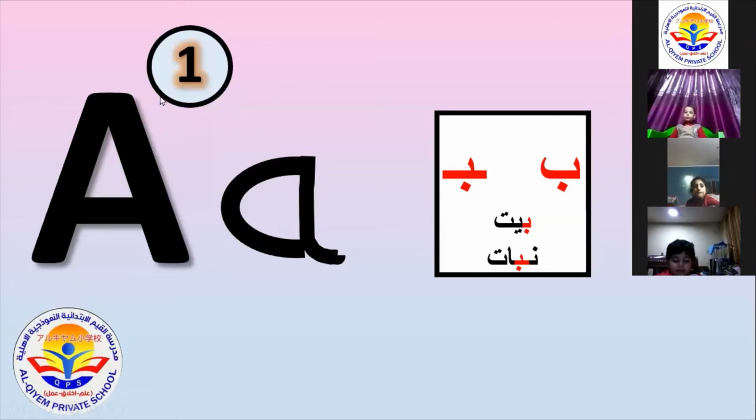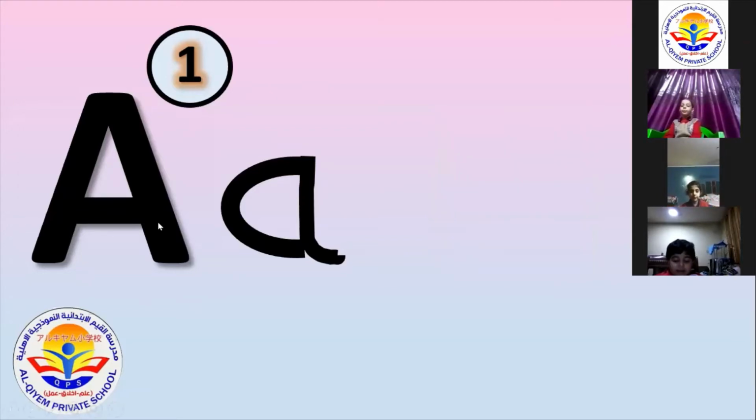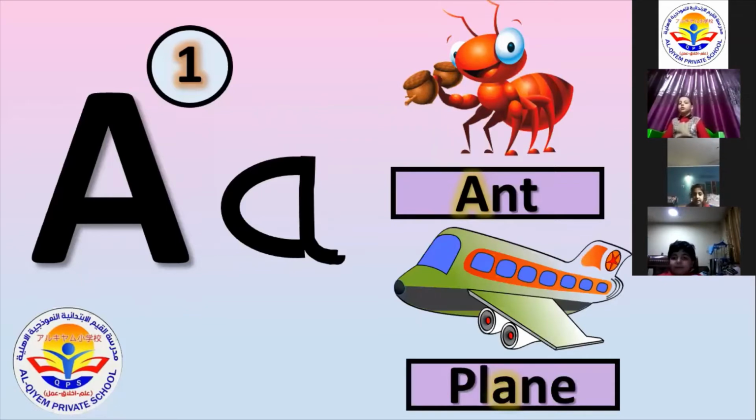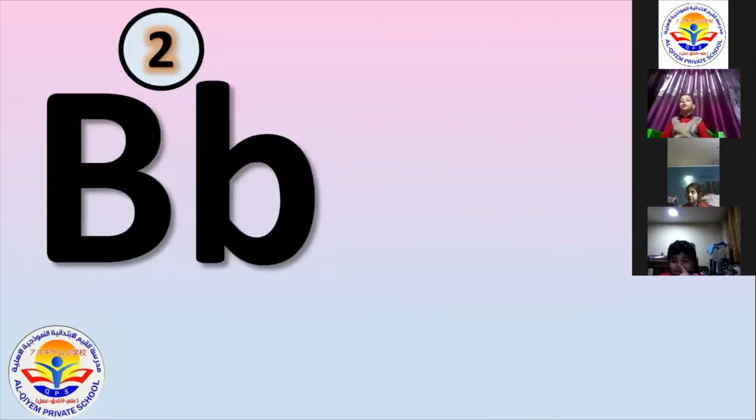The letter A has a capital letter which we use at the beginning. For example, the word aunt. And it also has a small letter, which we use at the middle or the end. For example, the word plane. The second letter in the English alphabet is the letter B. This is the capital letter B which we use at the beginning.